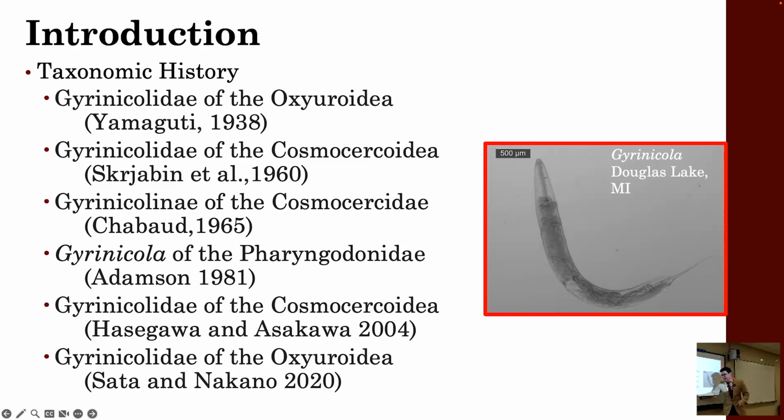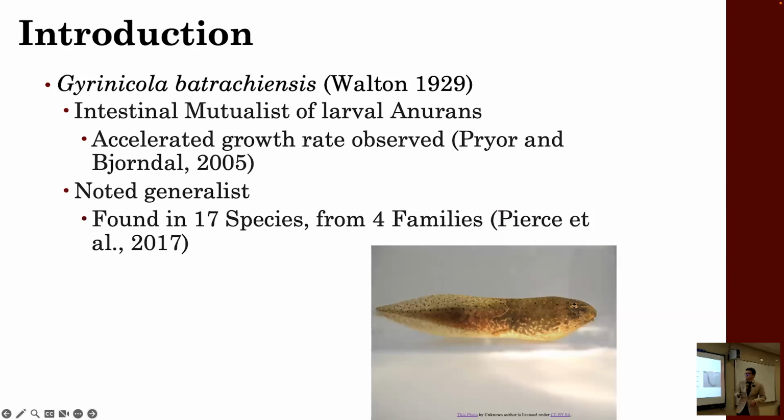More recently, in 2020, Saka and Nakano went back and they actually amplified some DNA from that G. japonica species and tried to look at where that worm was placed, and they re-described it. So they went back and looked at some of those characteristics. And lo and behold, they fit more with what we expect in terms of taxonomy, and they were replaced, which makes life a little bit easier for people. The specific pinworm that we'll be dealing with today is the North American tadpole pinworm, Gyrinicola batrachiensis. This pinworm is noted to be an intestinal mutualist of larval anurans.